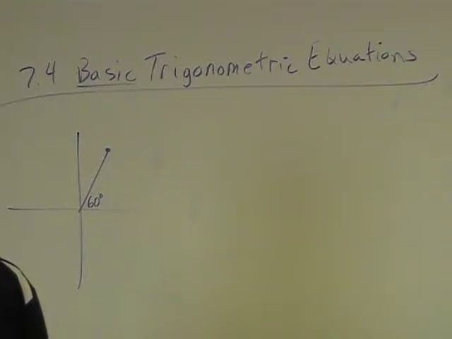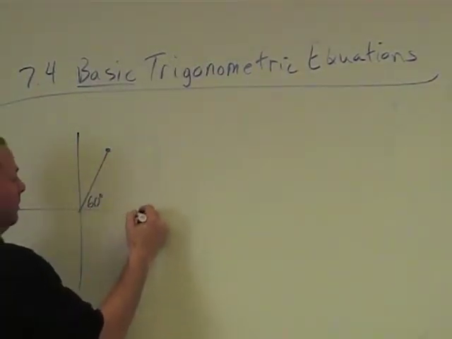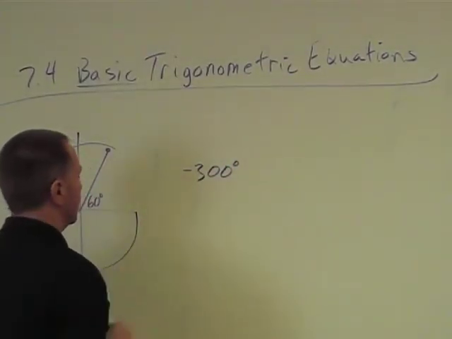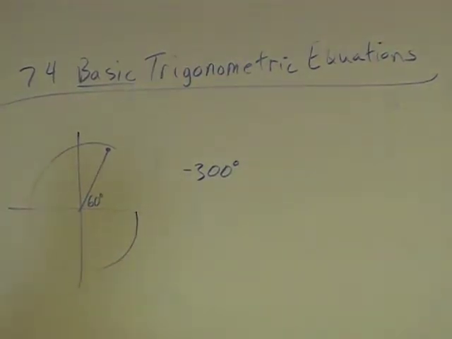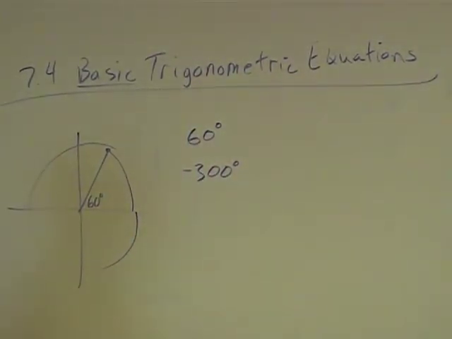Let's see if you really get it. Same position. Negative 300. So if you go this way, that's negative 300 degrees, right? Give me a positive one. So we go up to 60. That's a degree that we have. All of these two are the same. Give me a positive one that's the same.